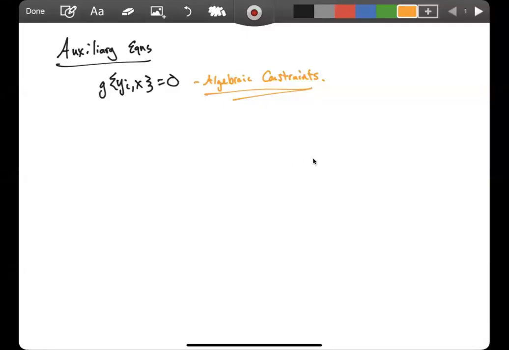All right, so last time we finished off by starting to talk about auxiliary equations. Again, these are equations of constraints. In this case, we're specifically looking at algebraic constraints. Again, we have some sort of algebraic expression, which is this equation here we're calling G, which is going to be equal to 0.